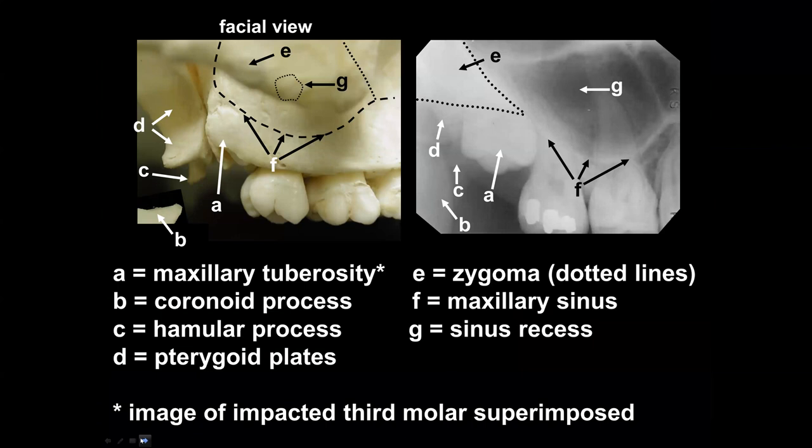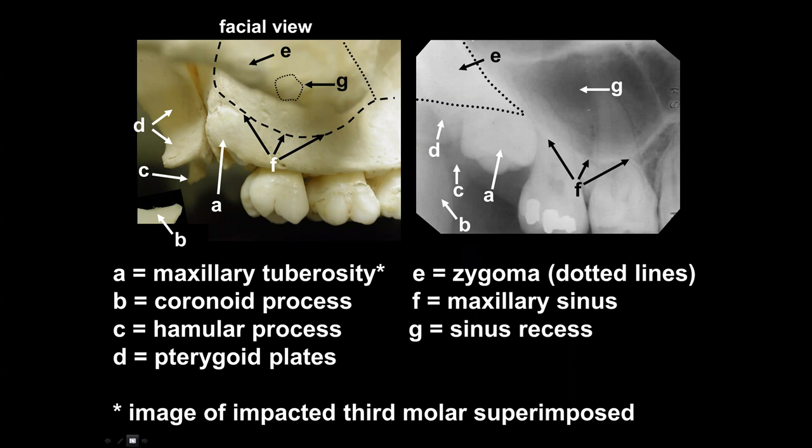So coming to the bone, F indicates the floor of the maxillary sinus. Distal to the maxillary tuberosity, D indicates the pterygoid plates, C indicates the hamula process, B the coronoid process, whereas G may be the sinus recess. In the radiograph, again, you can appreciate the zygomatic bone in the E region, whereas F indicates the floor of the maxillary sinus.